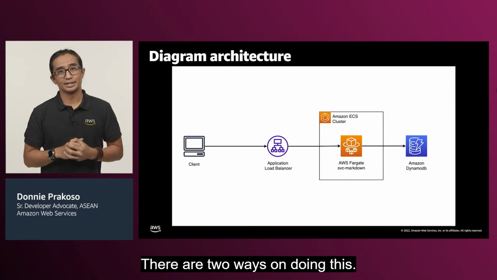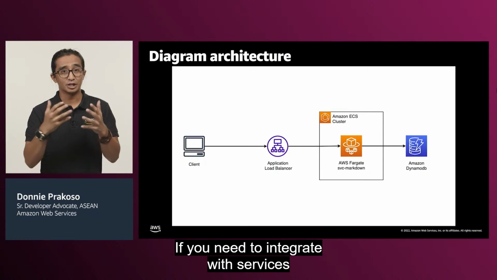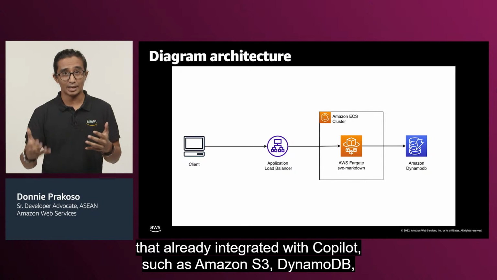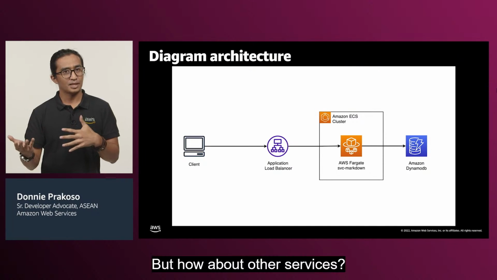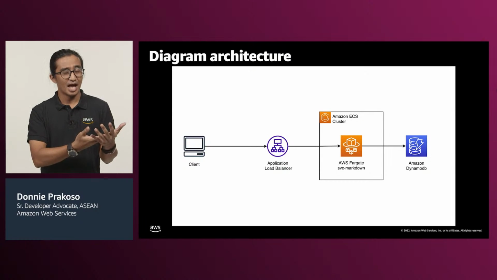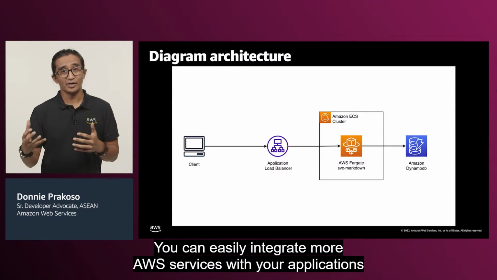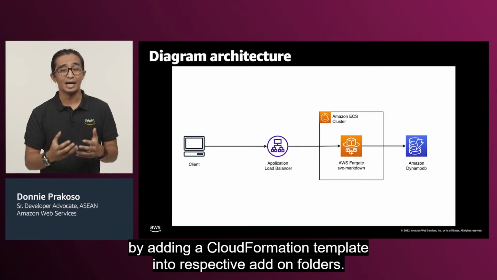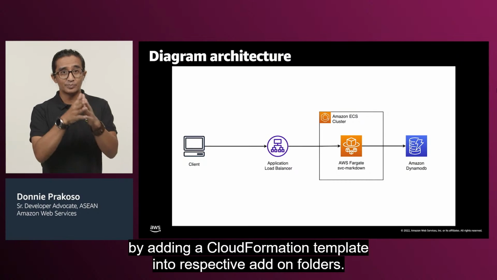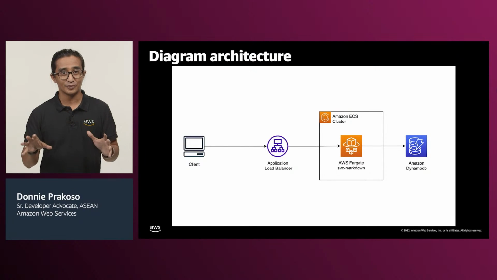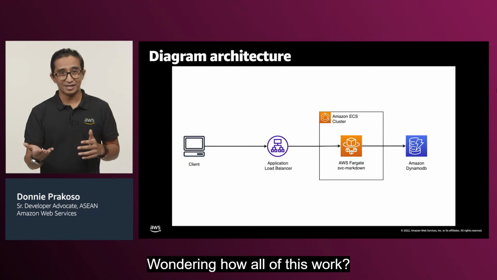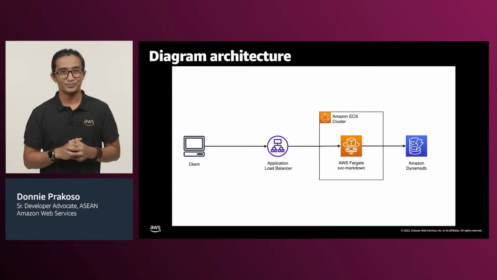There are two ways of doing this. If you need to integrate with services that are already integrated with Copilot, such as Amazon S3, DynamoDB, or Aurora Serverless, you can use the Copilot storage command. But how about other services? You can easily integrate more AWS services with your applications by adding a CloudFormation template into the respective add-on folders. Copilot will pick that up and provision the resources as well as integrate the IAM role. Wondering how all of this works? Let's jump into the next demo.